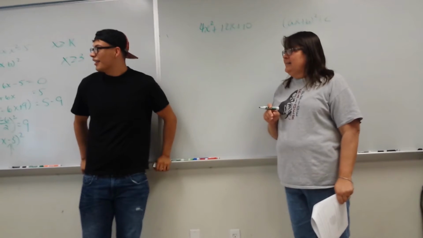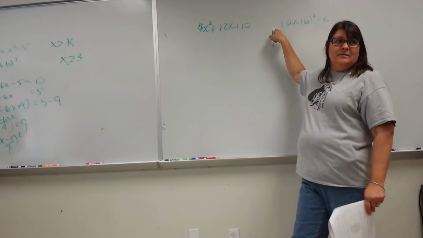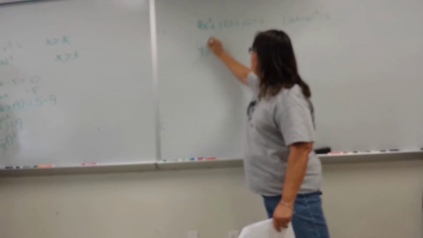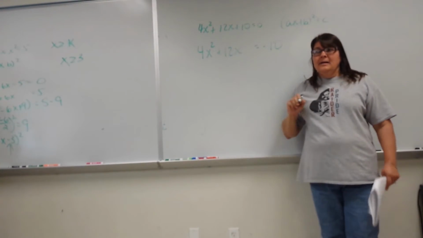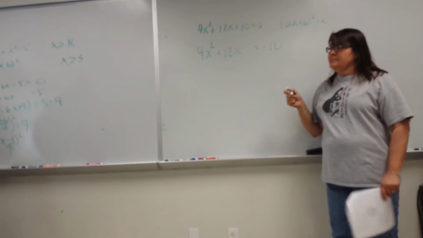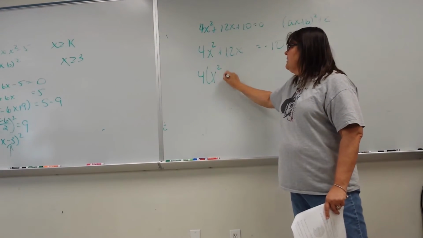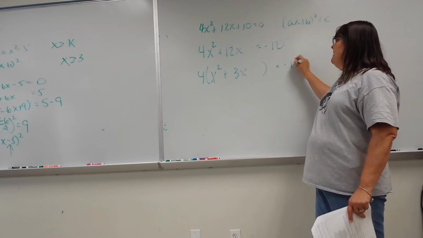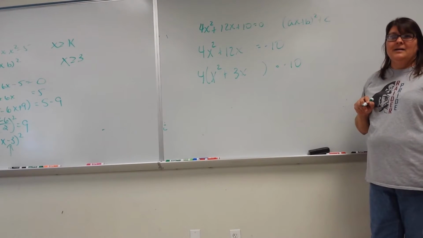Okay, bring the 10 over. It will set it to 0, right? Yeah. Pull out the 4 first, even if it doesn't go in evenly. Like if it was 4x squared plus 7x, you'd have to have a fraction, which would be a buggeroo.